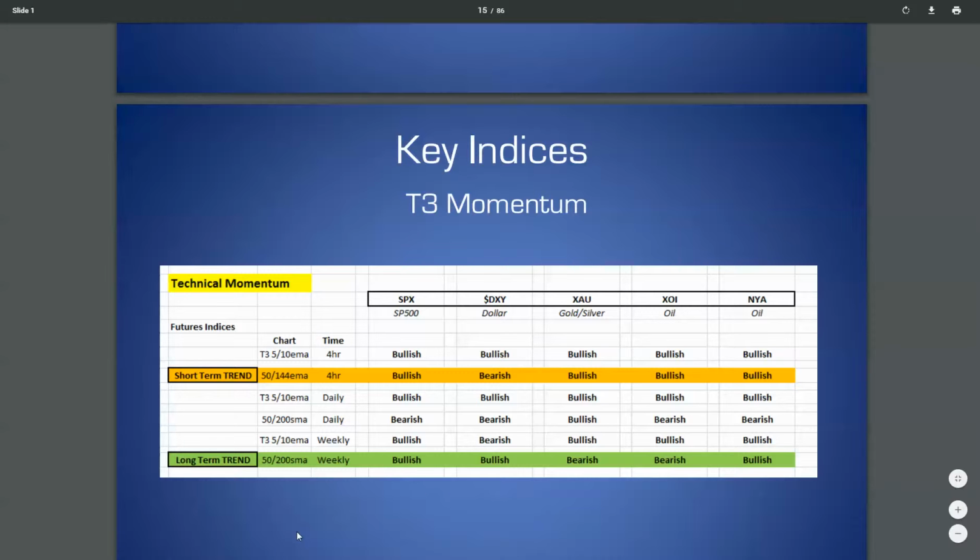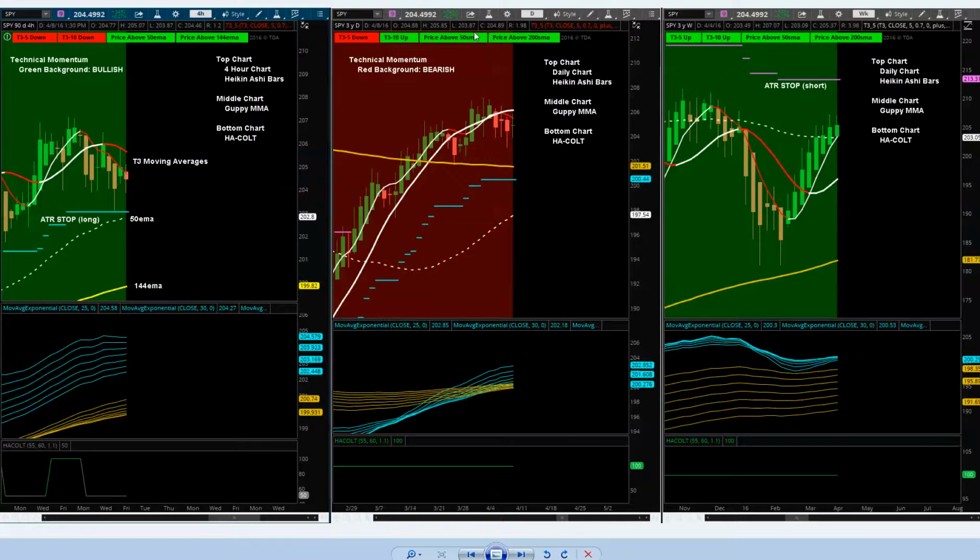We're looking here on the right-hand side chart, supported by the 50 and the 200 moving averages set to simple moving averages. Again, chart number 2 down below is represented by the Guppy multiple moving average studies, and the third chart down below indicates trend based on a Heiken Ashi Colt study.